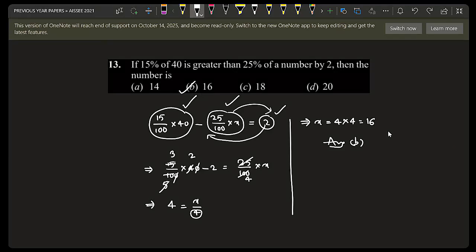Sir, Sanvi, what is your doubt? Sir, without transposition also we can do, no? Yeah, we can do, but we can write the equation. That number is equal to 15% of 40 minus 2. If you directly write this equation also, without transposing, you will get the answer.